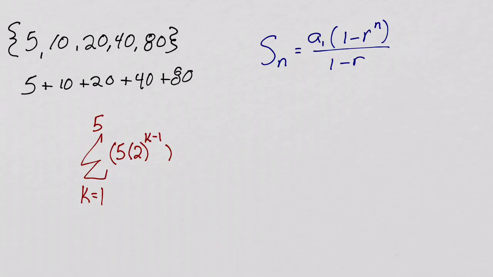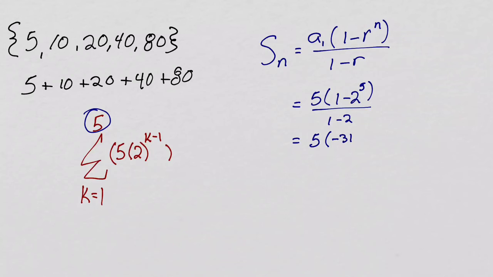So we know our a sub 1. Our a sub 1 is 5, and my r is 2. So we just plug it into our equation. We're going to do 5 times 1 minus 2 to the nth power. My n, I forgot to tell you guys, is my top number right here. So to the 5th power, 1 minus 2. When we do this math, we'll end up with 5 times negative 31 over negative 1, which ends up being negative 155 over negative 1, which is just 155.